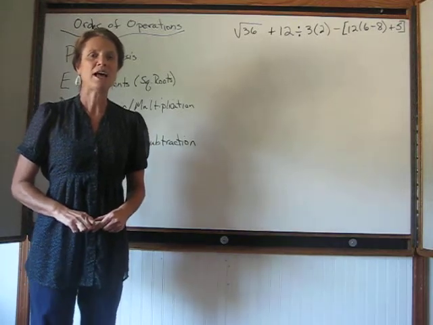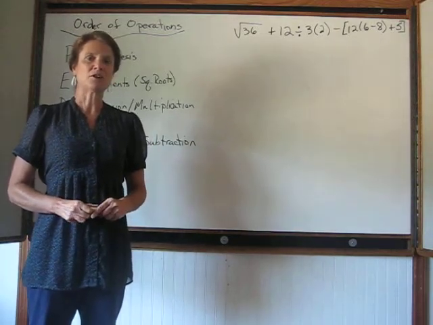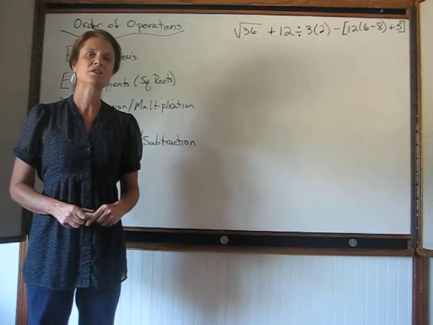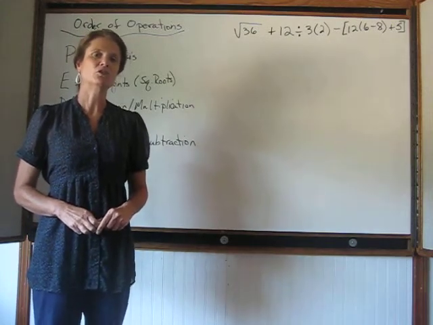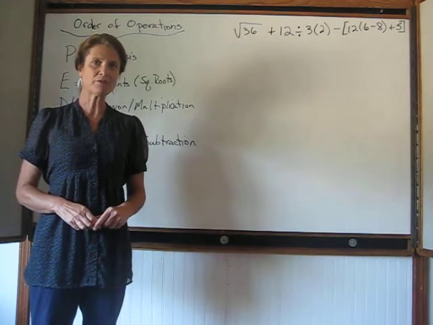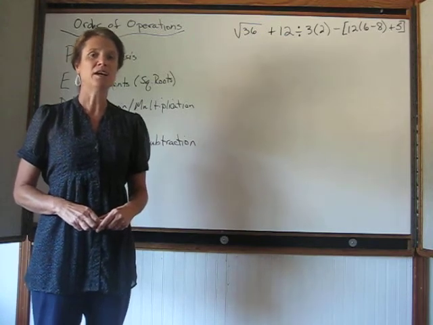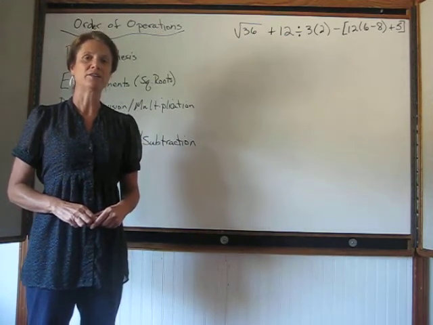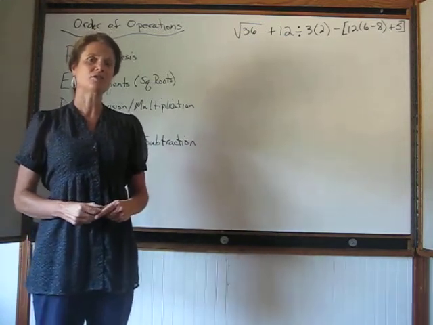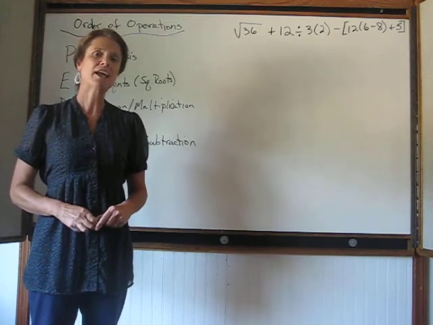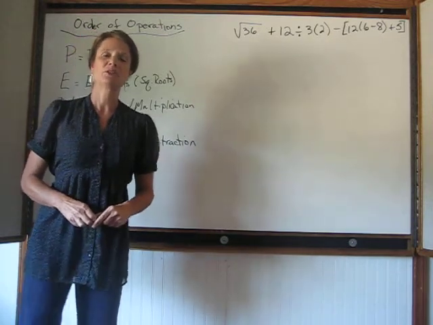So what has happened is mathematicians have come together and they have come up with a set of rules, and those are called the order of operations. Every math problem has to be done in the same order. Otherwise, like I said before, you end up with different answers. So everyone can have the same answer, here's what we do.